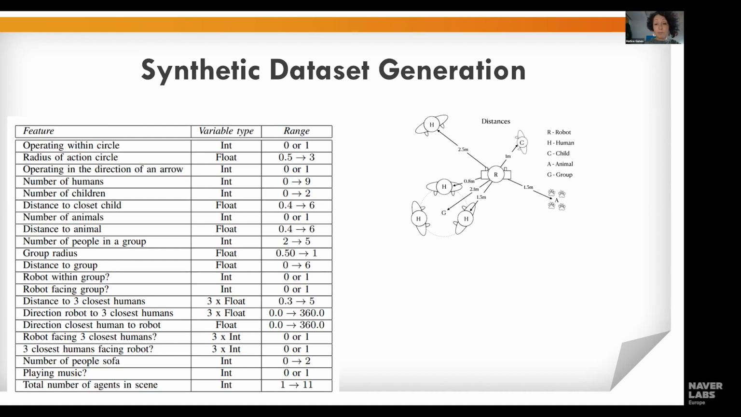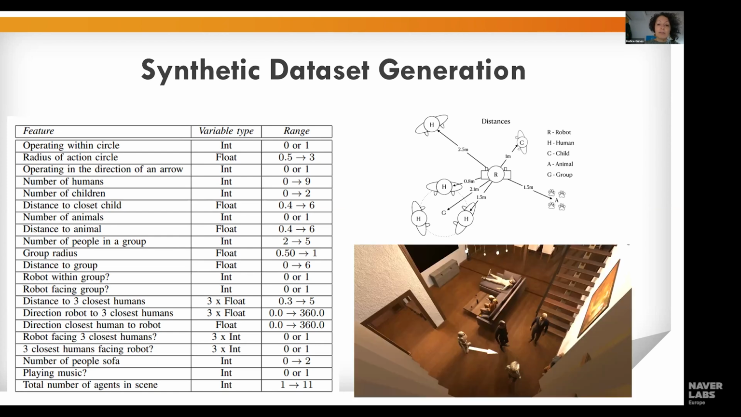So that's the main motivation for creating a synthetic data set, because trying to have such variation in the real world with actual people, animals and robots would have been quite difficult. So this enabled us then to create scenes like this in Unity.